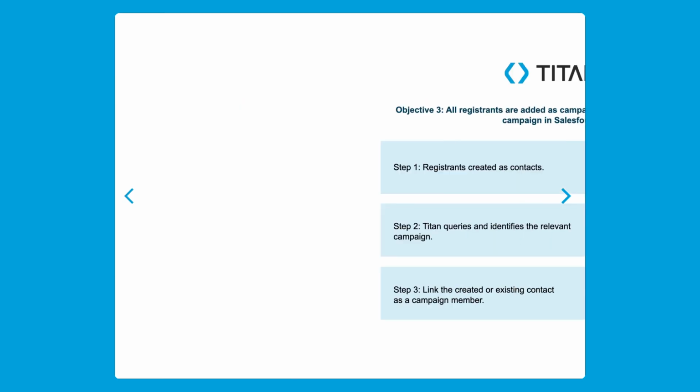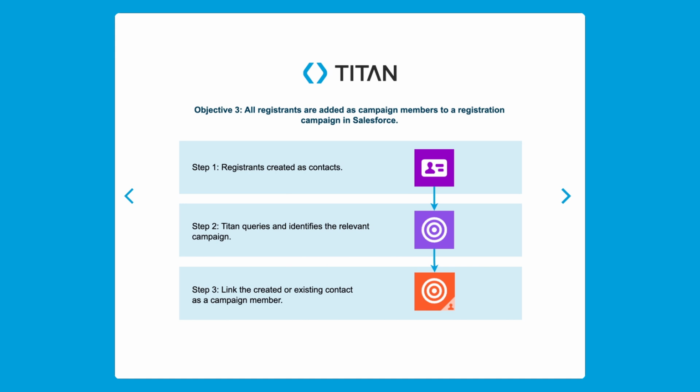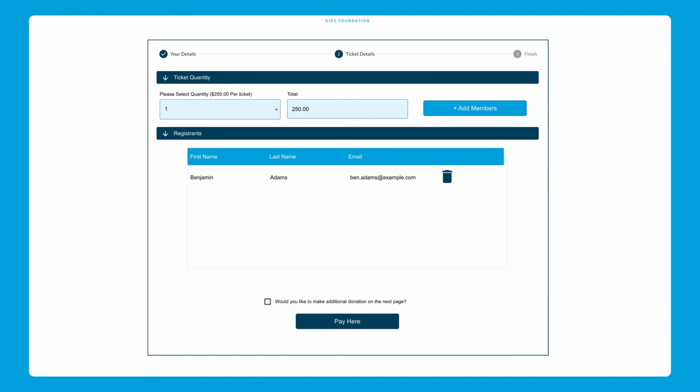Objective number 3. All registrants are added as campaign members to a registration campaign in Salesforce. So in step 1, registrants are created as contacts. Step 2, Tyson queries and identifies the relevant campaign. Step 3, link the created or existing contact as a campaign member. To demonstrate this capability, I have Benjamin Adams in my opportunity.